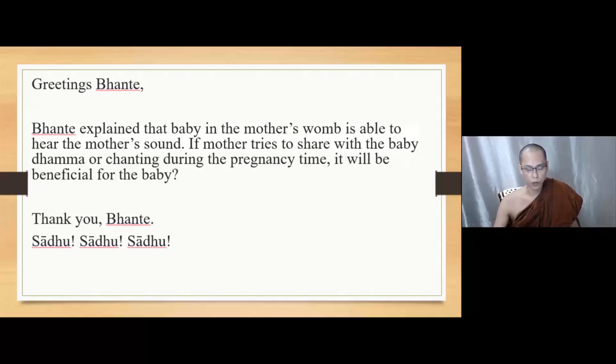Also, there is one example, the prince of the Buddha's time. He was recognized as a person who took refuge from the mother's womb, because the mother shared that type of taking refuge in the Triple Gem with the child. So it is a good idea to share the Dhamma with the baby.